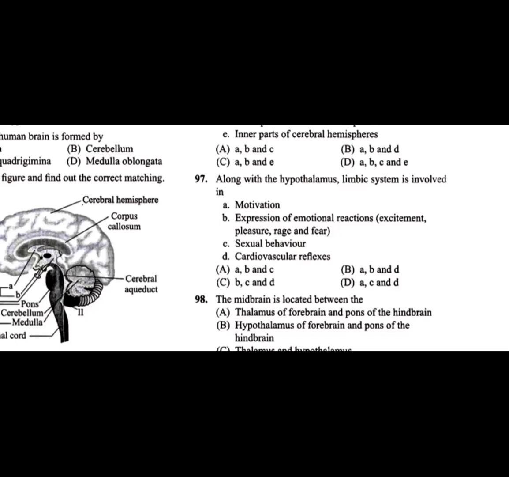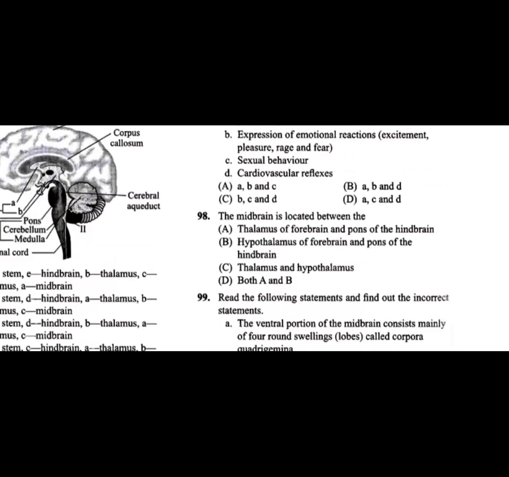Now, question number 98. The midbrain is located between. The midbrain is located between the thalamus of the forebrain and the pons of the hindbrain. This is going to be right, students. The thalamus is a part of the forebrain, whereas below the forebrain we will start with the midbrain. So the midbrain is located in between the thalamus of the forebrain and the pons of the hindbrain, right? As well we can say the hypothalamus of the forebrain and the pons of the hindbrain is also correct.